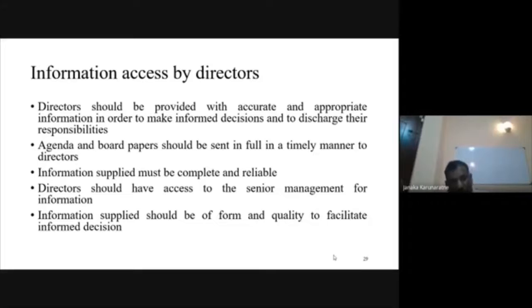Now, another important point of governance structure is information access by directors. This has sometimes been an issue, because the executive directors of course have more information, as they are involved in the day-to-day operations of the bank. But the non-executive directors don't have access to information, which makes the process a little inefficient when it comes to decision making. So it's very important that all directors, especially the non-executive directors, are provided with adequate, appropriate information to make informed decisions and to discharge their responsibilities. Otherwise, lack of information may lead to improper decision making.